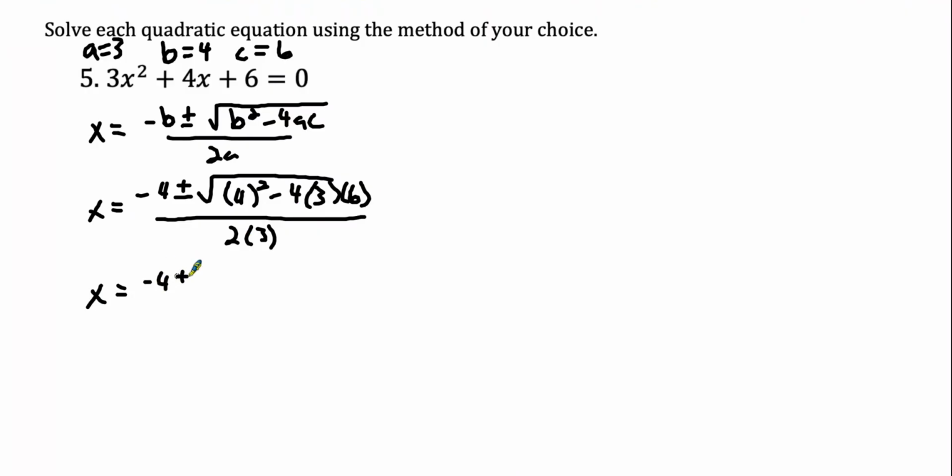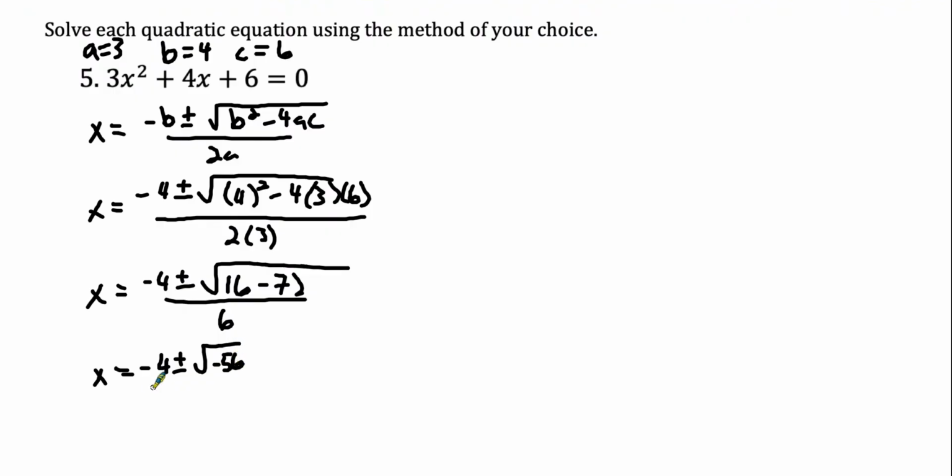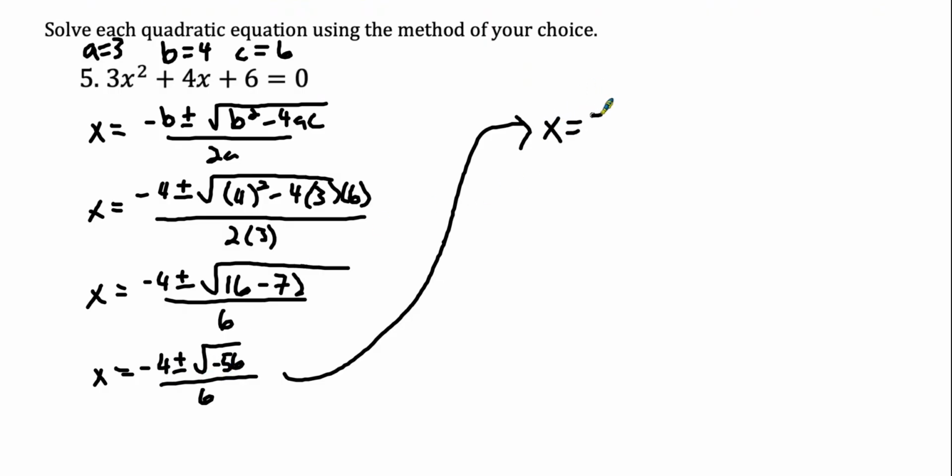So inside of my square root, 4 squared is 16. And then -4 times 3 times 6 would be minus 72, all over 6. 16 minus 72 would be -56. Now from here, I'll come up here to finish this off. I want to split this up into two different fractions. So I can write this as -4 over 6 plus or minus the square root of -56 over 6.